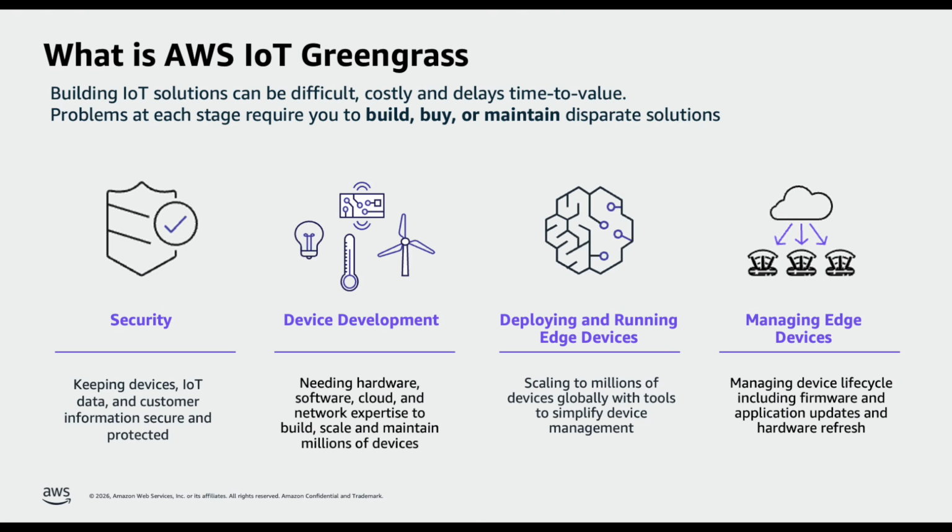IoT Greengrass. Before we jump into the demo, let me explain what AWS IoT Greengrass is and why it becomes powerful with the Strands agents. AWS IoT Greengrass is an open source edge runtime software from AWS. You install it on a device, which could be a Raspberry Pi, an industrial gateway, or a robot, and it turns that device into a managed extension of the AWS cloud.